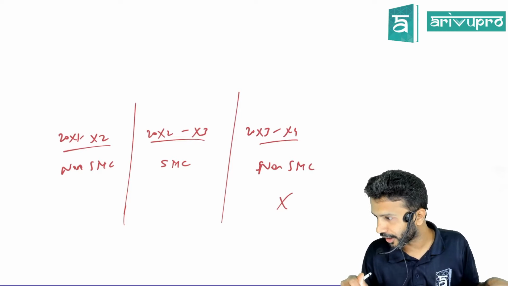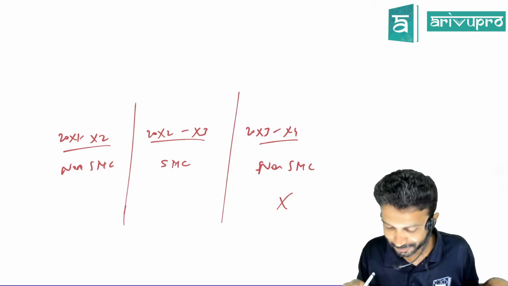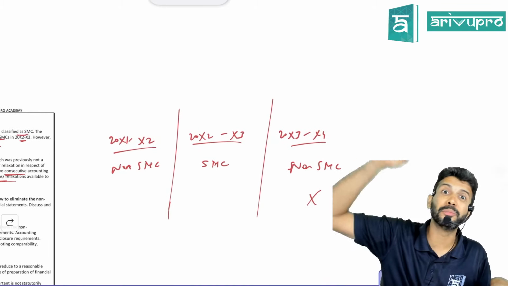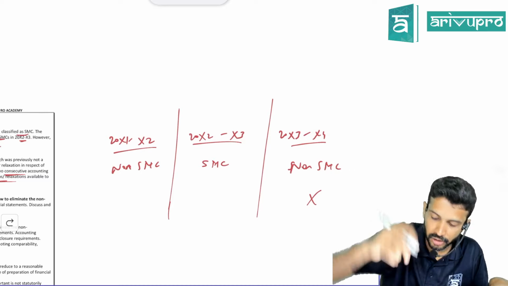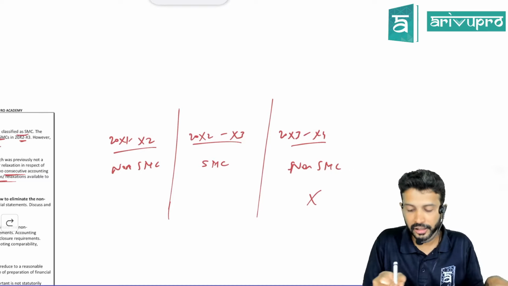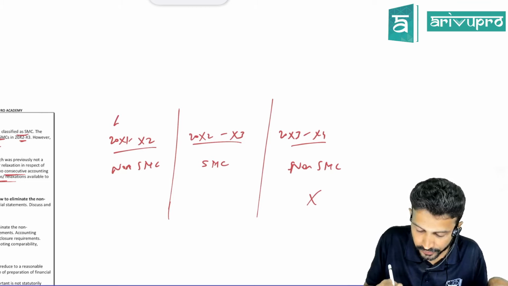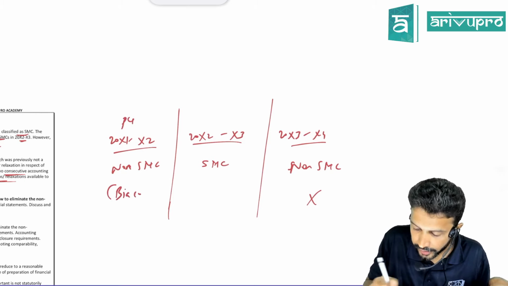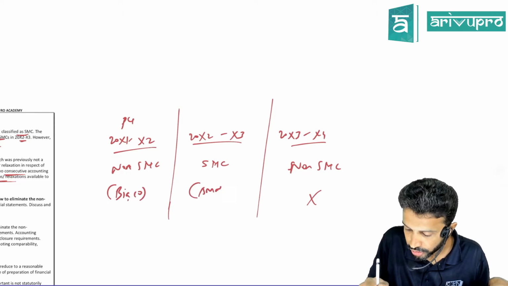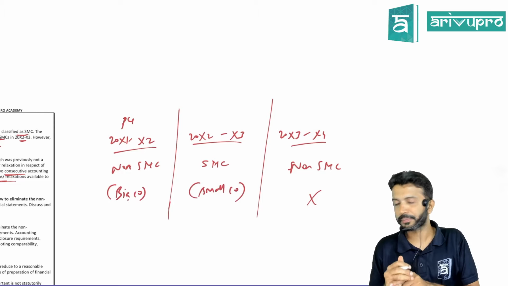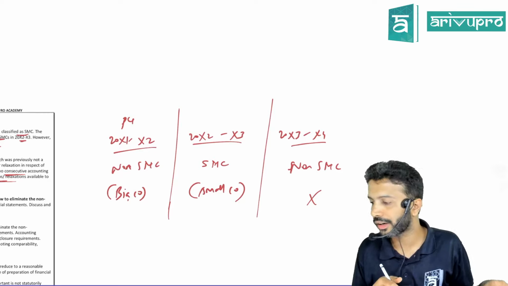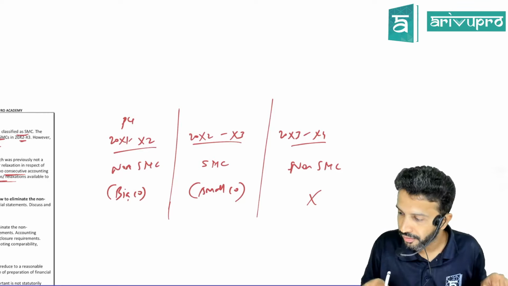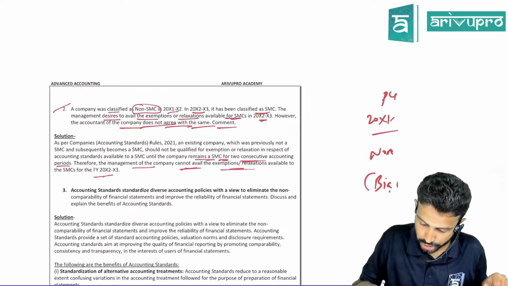Someone is saying upgradation. Non-SMC means not small company. Non-SMC means big company. I think you're getting the years wrong. Previous year you were a big company. Current year you have become a small company. So now you tell, upgradation or downgradation? It's a downgradation. For downgradation, immediately you can't take exemption. You have to wait for 2 consecutive years. Okay, that is this question.